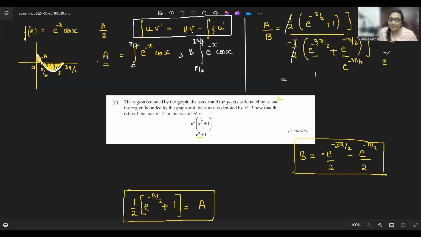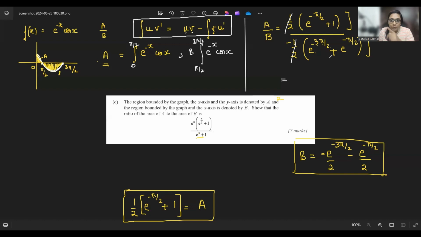So it's e to the power 3 pi by 2 minus pi by 2, which is e to the power 2 pi by 2. So you get e to the power pi, which is what I want, e to the power pi plus 1. That's what I want in the denominator. I'm not thinking about the numerator at all right now, because I'm just going one step at a time.